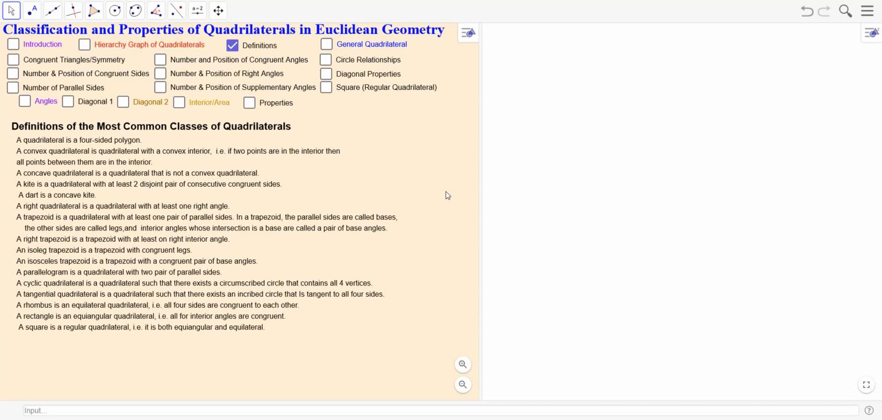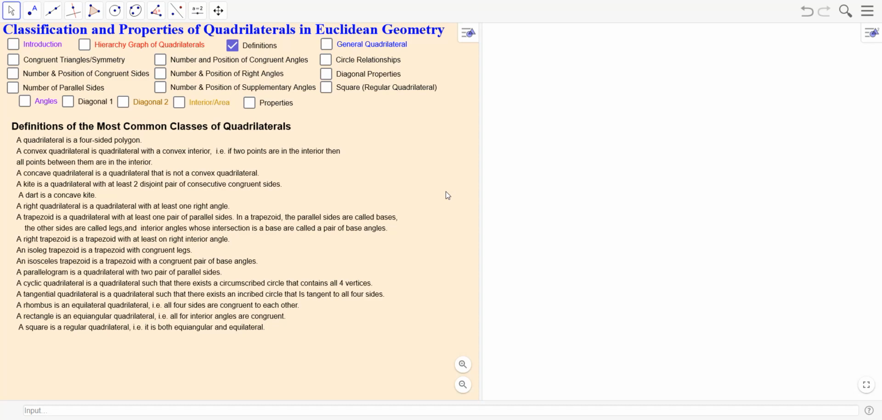An isoleg trapezoid, this is kind of my own thing, is a trapezoid with congruent legs. That's going to include parallelograms and isosceles trapezoids. An isosceles trapezoid, by definition, is a trapezoid with a pair of congruent base angles. We can prove that it's going to have congruent legs. A parallelogram is a quadrilateral with 2 pair of parallel sides.